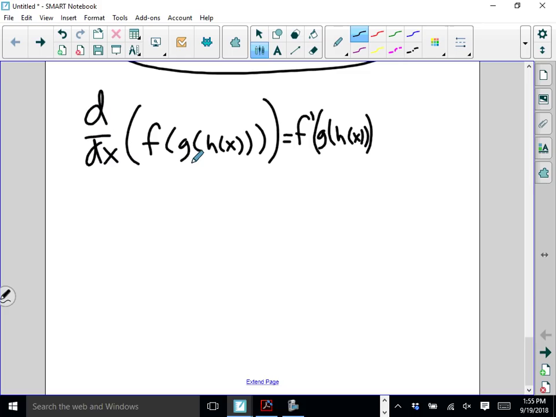So what would the derivative of g of h of x be? Well, it would be the derivative of the outside with respect to the inside, times the derivative of the inside. So what I get is f prime of g of h of x times g prime of h of x times h prime. We just keep doing the chain rule until we have no more compositions on our inner function.